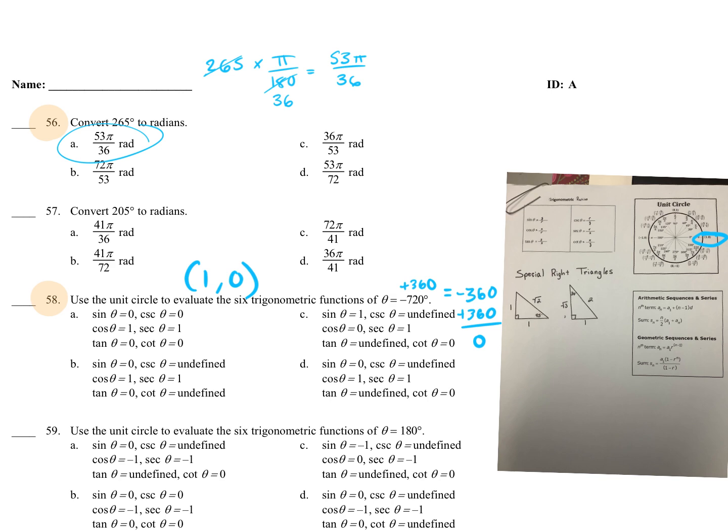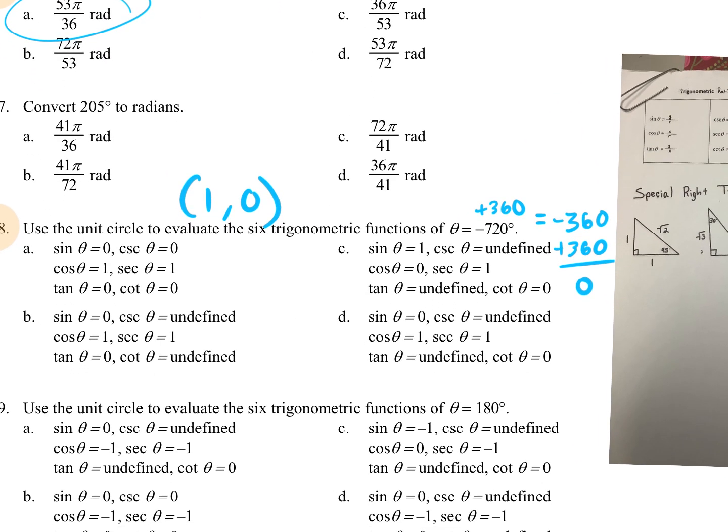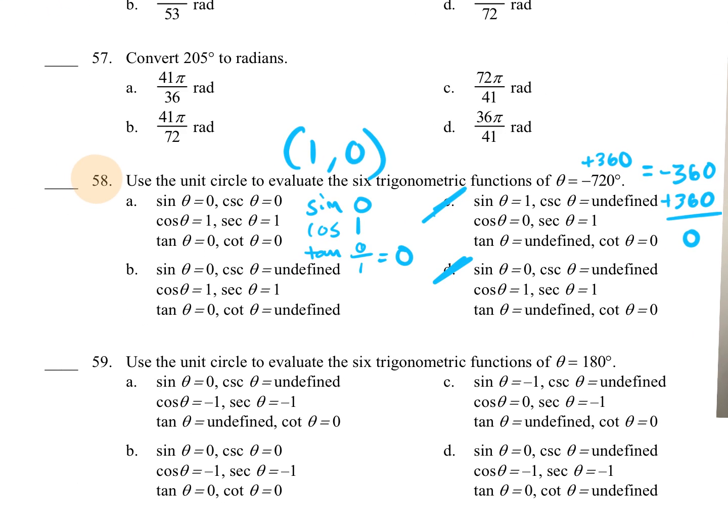So when we evaluate our 6 trig functions, sine is the y. So sine would be 0. Cosine is the x, which would be 1. So we can eliminate answer choice C. Tangent is y over x, so 0 over 1. What does 0 over 1 simplify to? 0. 0's on top, it would be 0, so we can eliminate answer choice D.